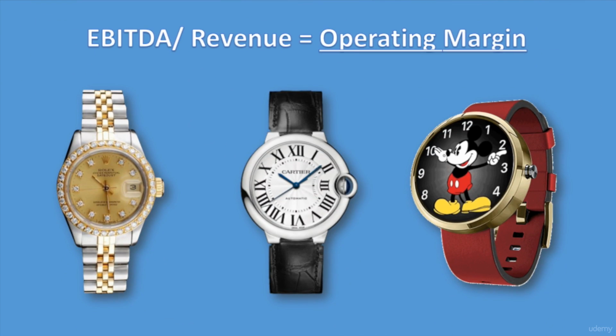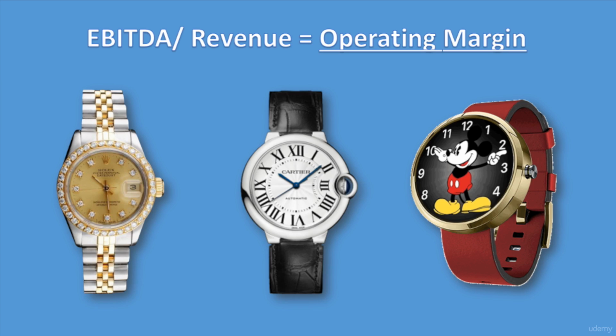EBITDA divided by revenue equals operating margin. And you might ask yourself, well, I don't understand, Chris. Why don't we just look at earnings? Why do you have to look at EBITDA? Well, the reason we look at EBITDA is because if we compare and contrast companies in different countries that have different tax rates and different interest rates, etc., we can compare them.